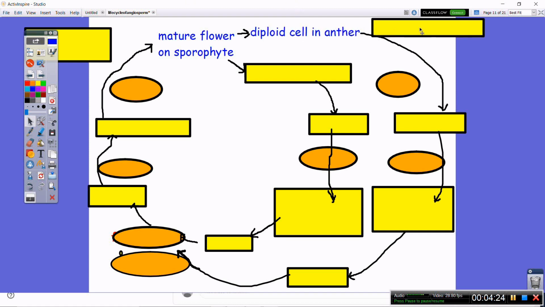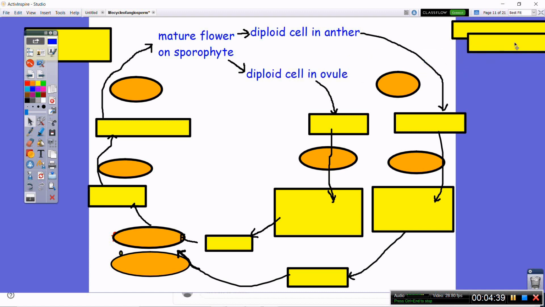So we're going to have a diploid cell in the anther. Remember from yesterday that the anther is the male part of the flower. Well, the stamen's the male part of the flower, but the anther is that fuzzy part on top that has the pollen grains. And then a diploid cell in the ovule, because the ovule is going to be part of the carpel, which is the female part of the flower. So remember that a sporophyte is diploid. So we're starting with diploid cells here in the sporophyte.